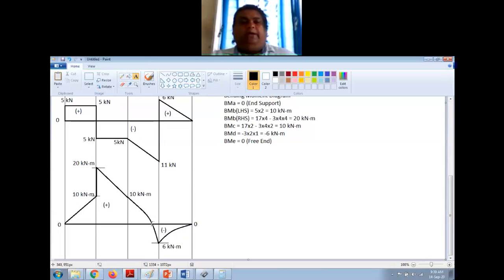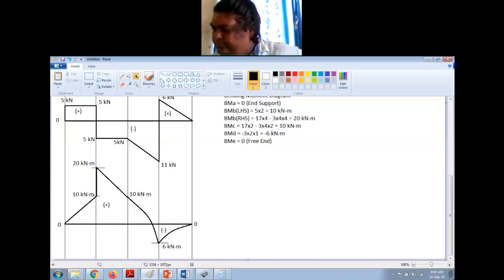At this point, the sign of bending moment is changing suddenly, right? And the value of the bending moment at this point is equal to 0. Now this point is called the point of contraflexure, right? So we have to find the point of contraflexure. Now how to find this point? Anyone remembers?